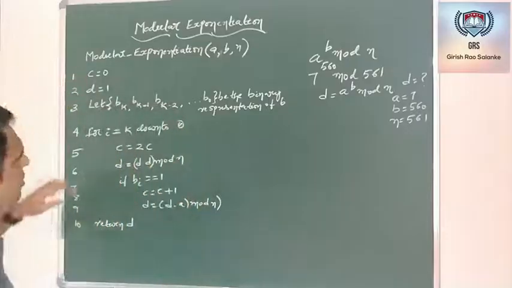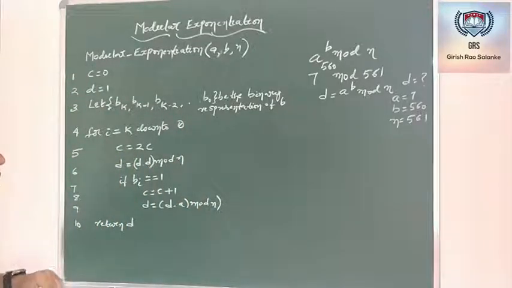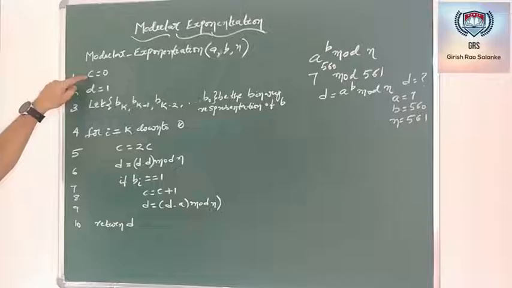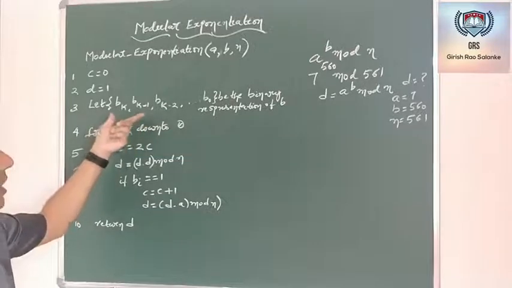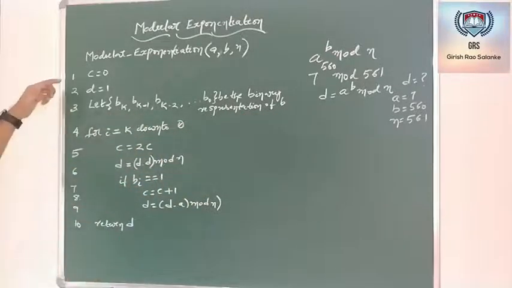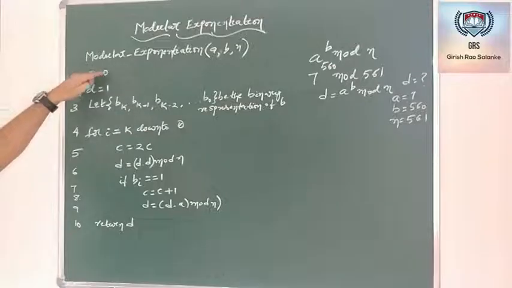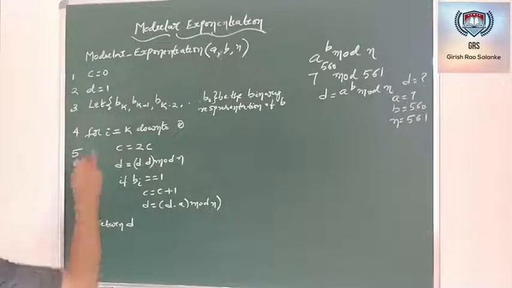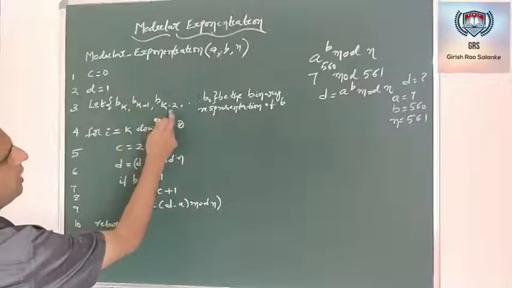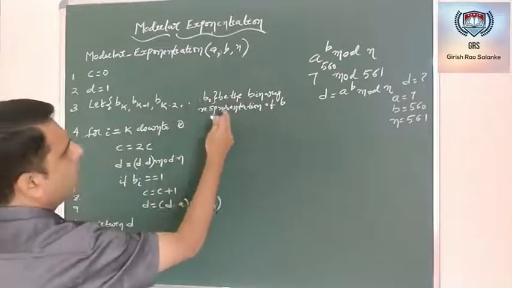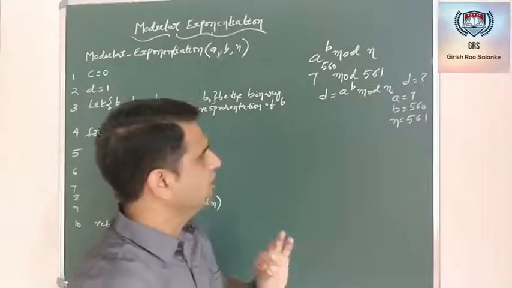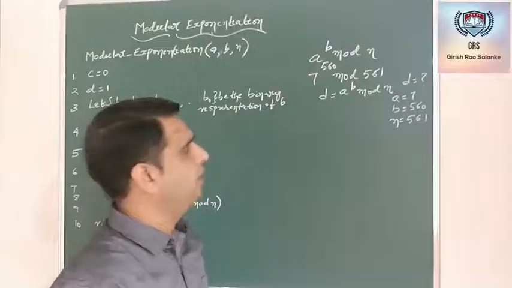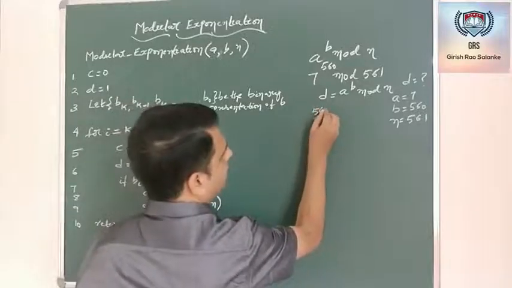In this algorithm, I am using an auxiliary variable c, and one more auxiliary variable bi, wherein bi is basically the binary representation of b. The algorithm starts with initializing c is equal to 0 and d is equal to 1, and let b(k-1), b(k-2), up to b0 be the binary representation of b. What is the value of b here? The b value is 560. First I need to get the binary representation of b. So let's calculate the binary representation.